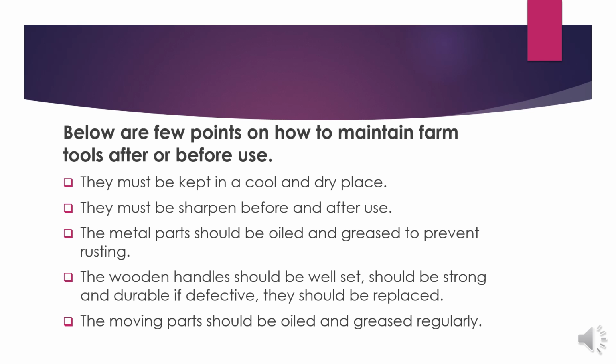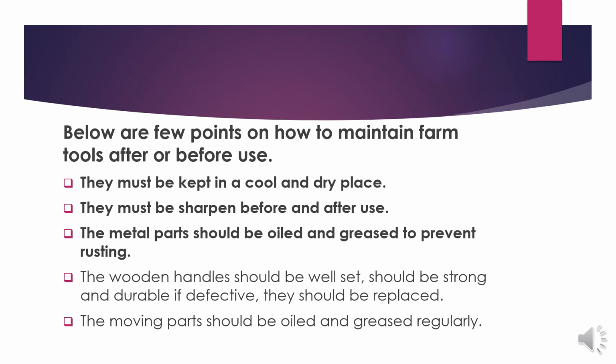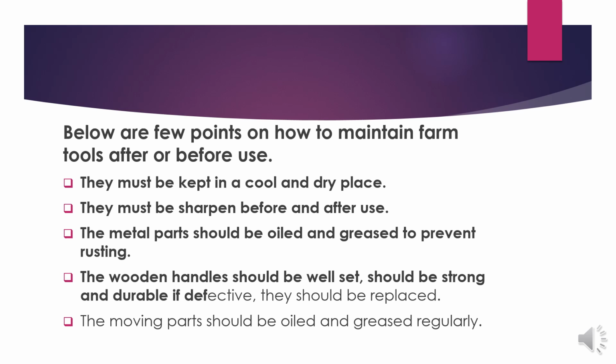In the concluding part, here it talks about a few points on how we can maintain our farm tools after or before use. Number one, they must be kept in a cool and dry place. Number two, they must be sharpened before and after use. The metal part should be oiled and greased to prevent rusting. The wooden handles should be well set, strong and durable. If defective, they should be replaced. The moving parts should be oiled and greased regularly.